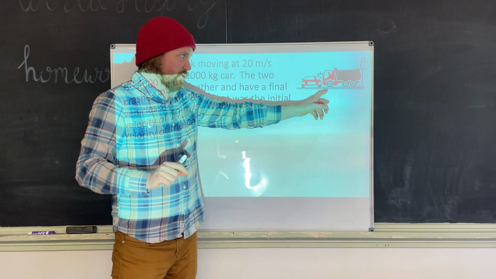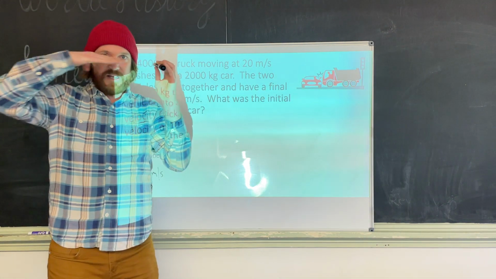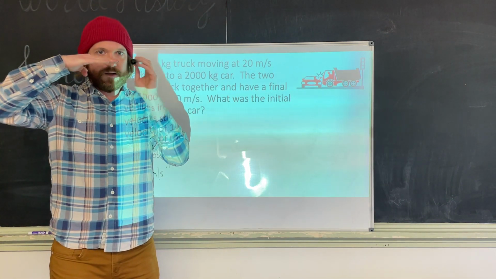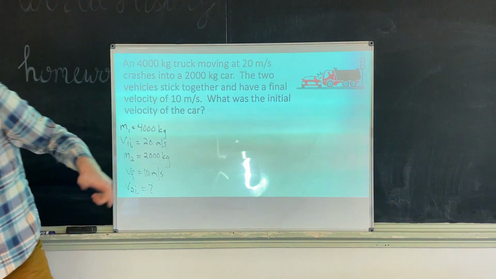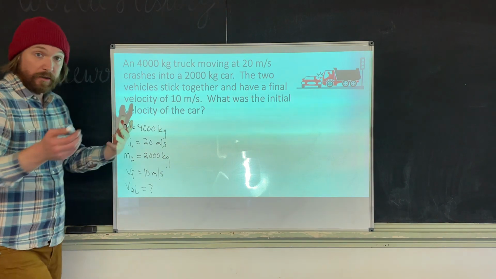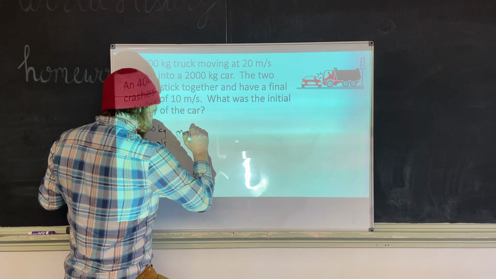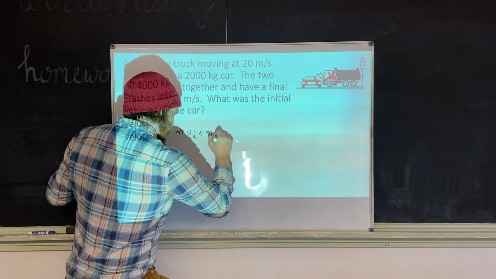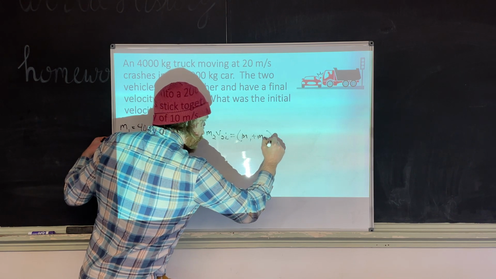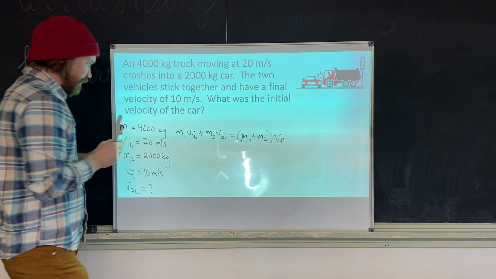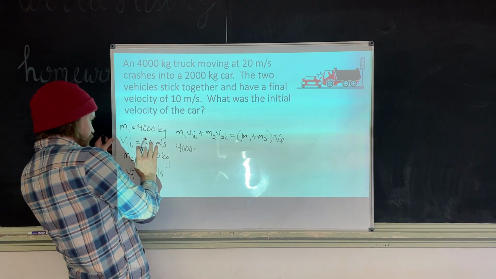If you're looking at this picture, kind of flip this. I am saying that the truck is going in the positive direction, and the car was going in the negative direction. So if you're looking at that and you're like, why is it positive? Flip that around. All right, let's write down our equation. It is M1, V1I, plus M2, V2I equals the combined masses times their final velocity together. M1 is 4,000. Its initial velocity is 20.